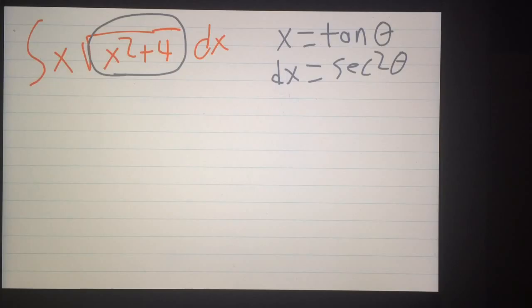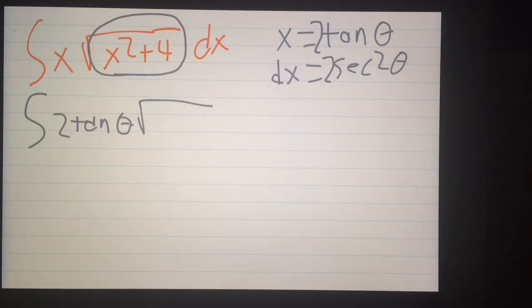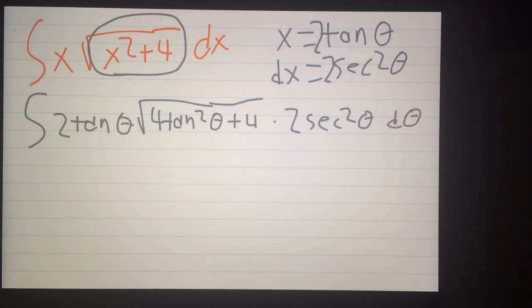So we have to do a little gerrymandering here. Let's just, for fun, add a 2 in front of this tangent. And then, since this is the derivative, add a 2 there. Now when we square it, we'll have a 4 tan squared theta plus 4. We can just factor out a 4. So let me show you how we would rewrite this. So 2 tan theta times the square root of 4 tan squared theta plus 4 times 2 secant squared theta d theta. Now this may look like we made it way more complex, but we actually didn't.